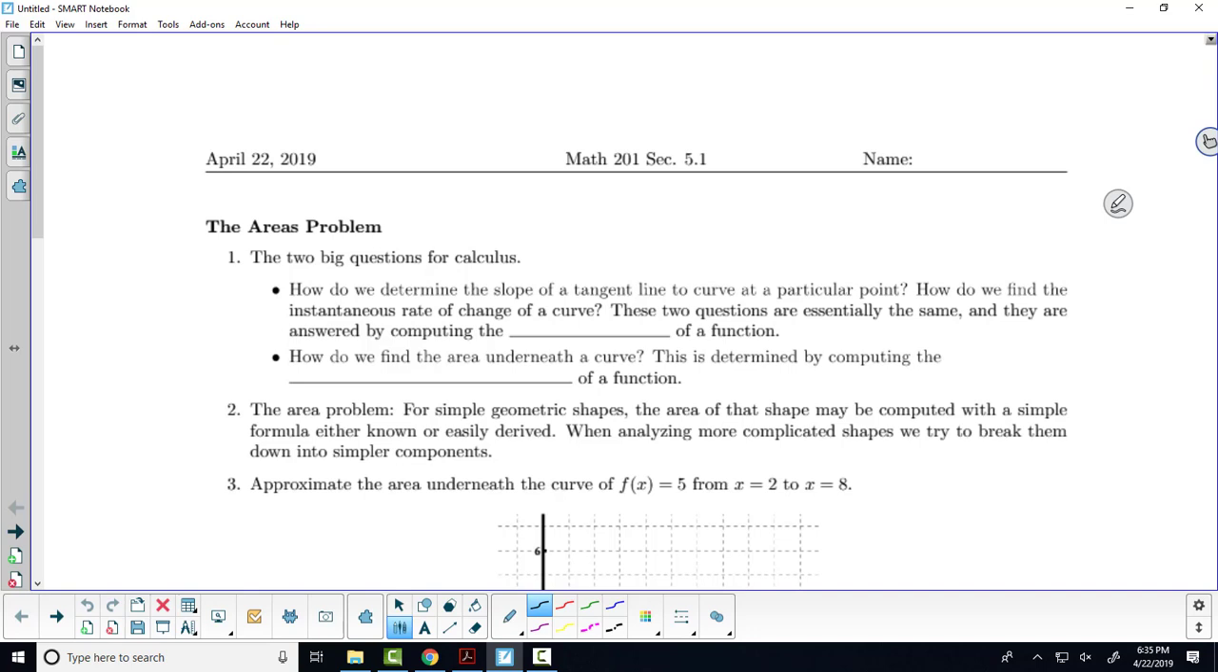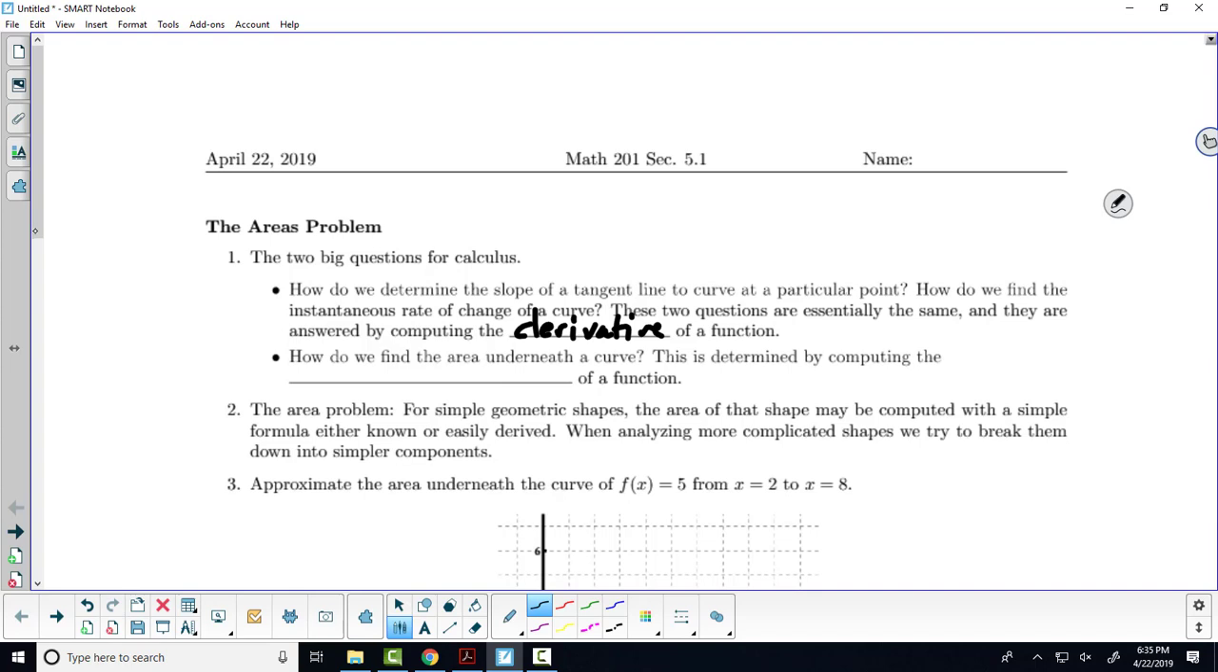The first one sort of had two parts. How do I find the slope of a tangent line to a curve at a point? And how do I talk about instantaneous rate of change of a curve? That's what we discussed through this first half of the course. And we answered that essentially by computing the what? Derivative. By computing the derivative of a function. So that is essentially the first half of calculus. There's differential calculus, and now we're getting into the second half.